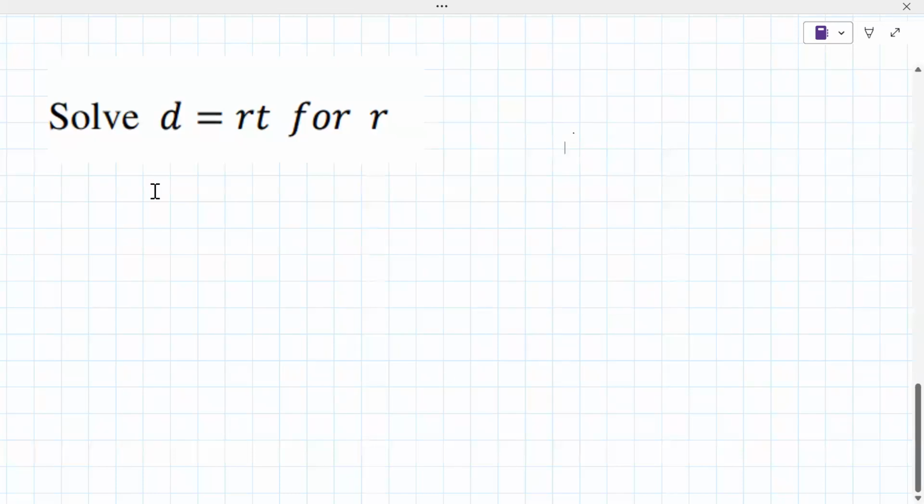How would you separate the R from the T? The math operation between them is multiplication. Let's say it was D equals R times 5. How would you undo the multiplication by 5? Division, division by 5. Yeah. So you're going to divide both sides by T.